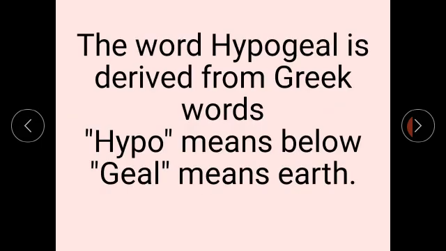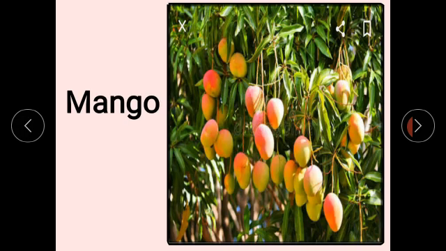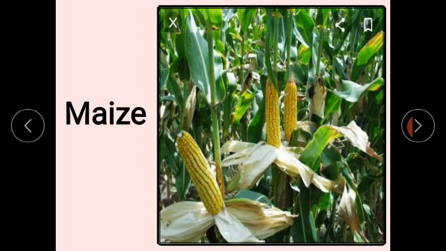Now we will study hypogeal germination. The word hypogeal is derived from Greek words. Hypo means below and geal means earth. This germination of plants takes place below the ground. Hypogeal germination takes place below the ground. Here are some examples of plants in which hypogeal germination takes place, and those are mango, pea plant and maize plant.